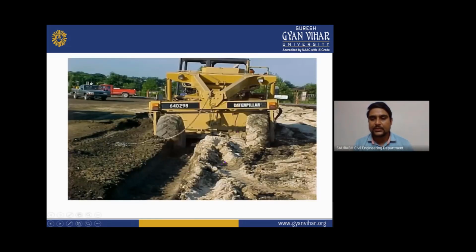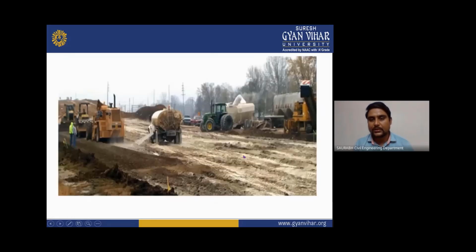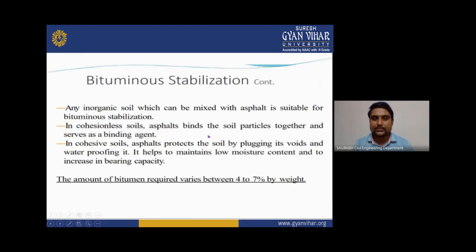As you can see here, this is also one kind of equipment, which is known as a pneumatic roller. It is used to improve the strength of your soil. These are the images which are showing the soil stabilization method.